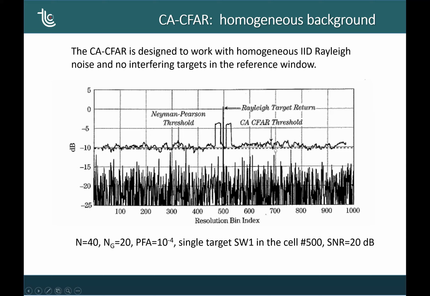The threshold in the Neumann-Pearson detector is constant. You see, it is the dotted line around minus 10 dBs. This is the threshold for the Neumann-Pearson detector. But we don't know the power, so we needed to estimate it, and we multiply this estimation times alpha. So you see that the solid line close to the dotted line is the threshold for the CA CFAR detector.